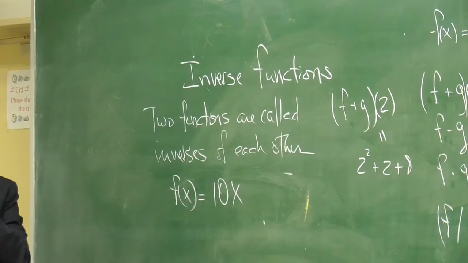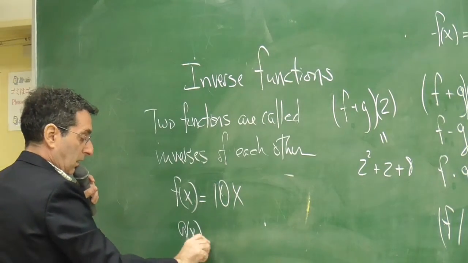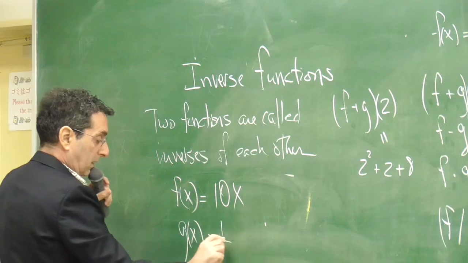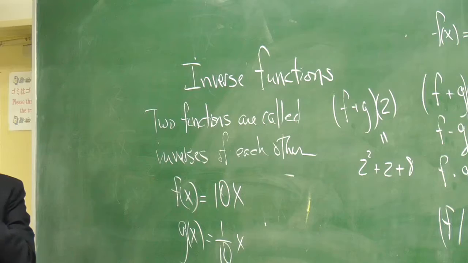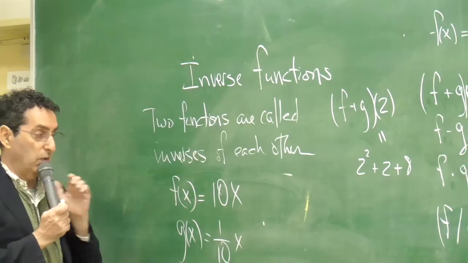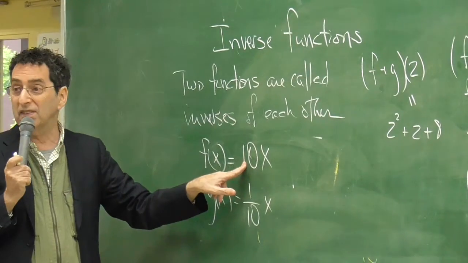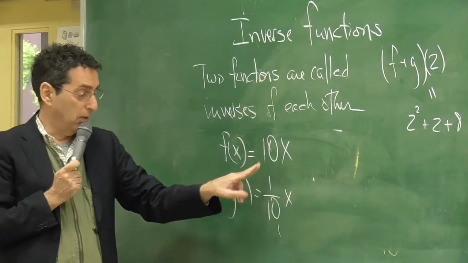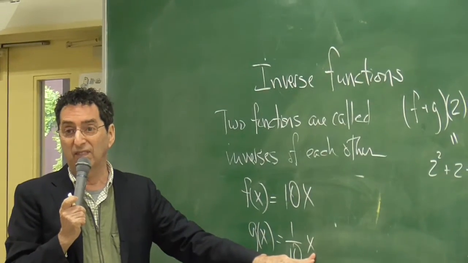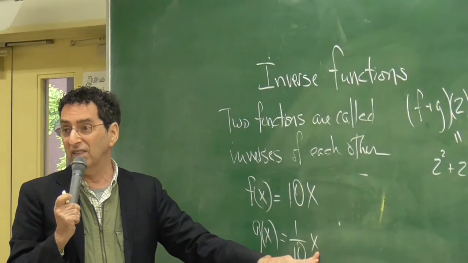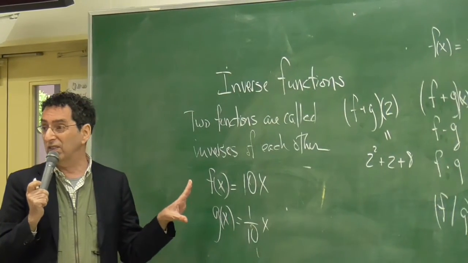f of x equals 10x, and g of x equals 1/10 x. So if you do this one, that means when the output is 10x, and you put that into here, you get 1/10 of 10x, which is x. Right? So these two are inverses.